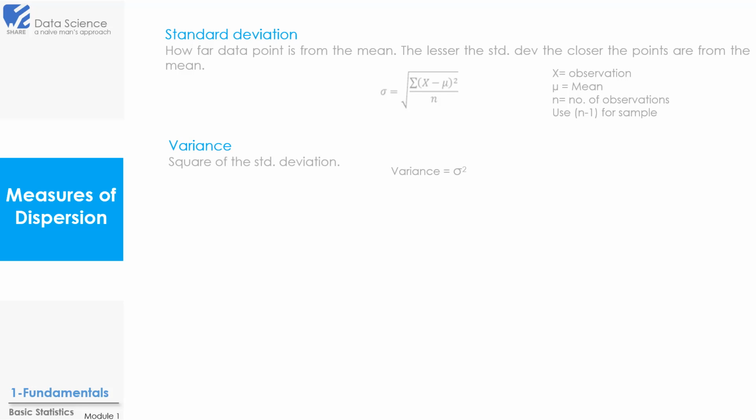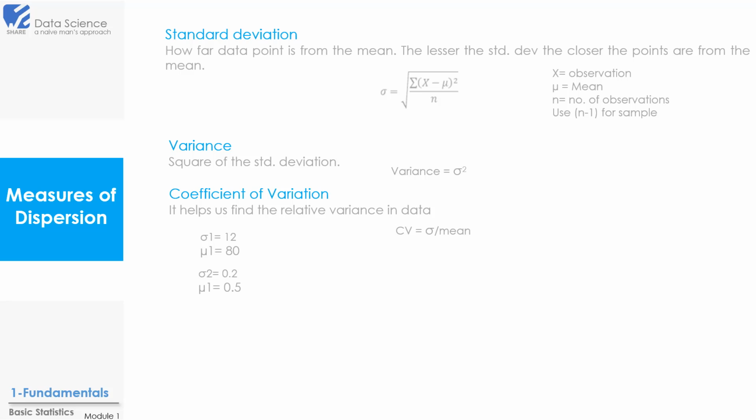After this, we have variance. Variance is the square of standard deviation. Then we have coefficient of variance. It helps us find the relative variance in the data. It is given as standard deviation divided by mean. Let's look at one example to understand this.